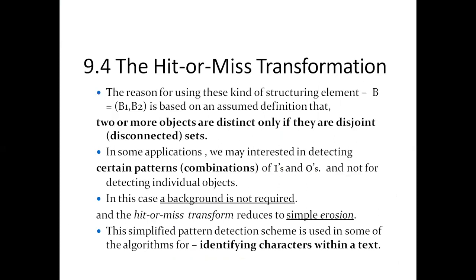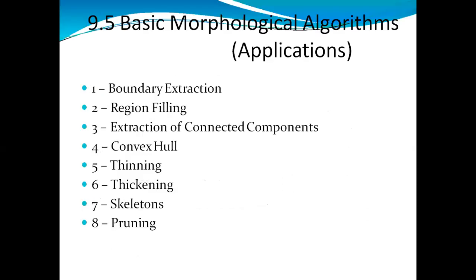So in hit-or-miss transformations, the reason for using this kind of structuring element, based on assumed definitions, is that it can be defined for two or more objects which are distinct only if they are disjoint sets. Some applications may involve detecting certain patterns or combinations of ones and zeros, unlike detecting individual objects. In those cases, the background is not required and the hit-or-miss transformation reduces to simple erosion. This simplified pattern recognition scheme is used for identifying characters within a strict overrun.